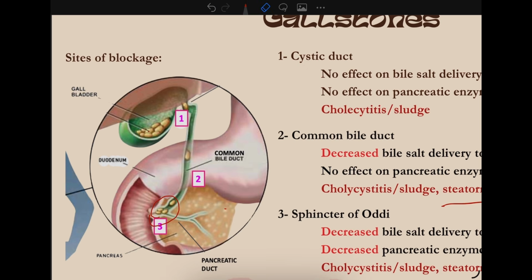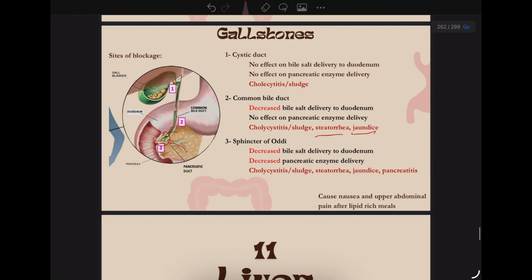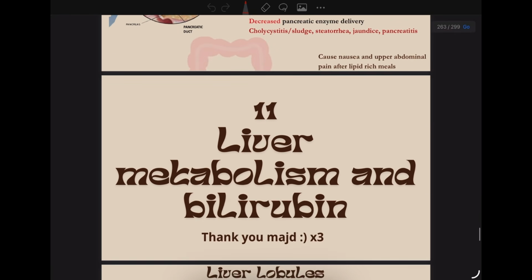Okay. What if the blockage is happening at the sphincter of Oddi or the ampulla of Vater or whatever? Now, before that, sorry. When the blockage is here, the pancreatic enzymes can still be delivered to the duodenum because still the pancreatic duct is far away from the blockage. Now, what if the blockage is in the ampulla of Vater or at the sphincter of Oddi? Here is the biggest of problems because now the bile is blocked and so are the pancreatic enzymes. And that could cause pancreatitis, jaundice, cholecystitis, all complications that you might think of. Does that make sense?